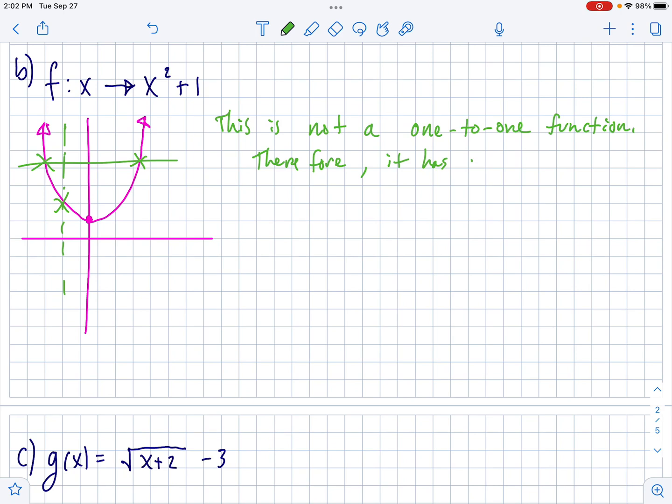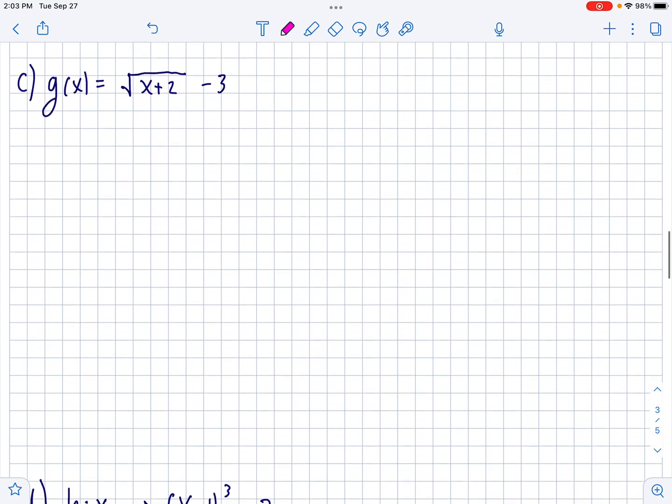Therefore, it has no inverse. I guess we should say inverse function. It has no inverse function. That's that one.